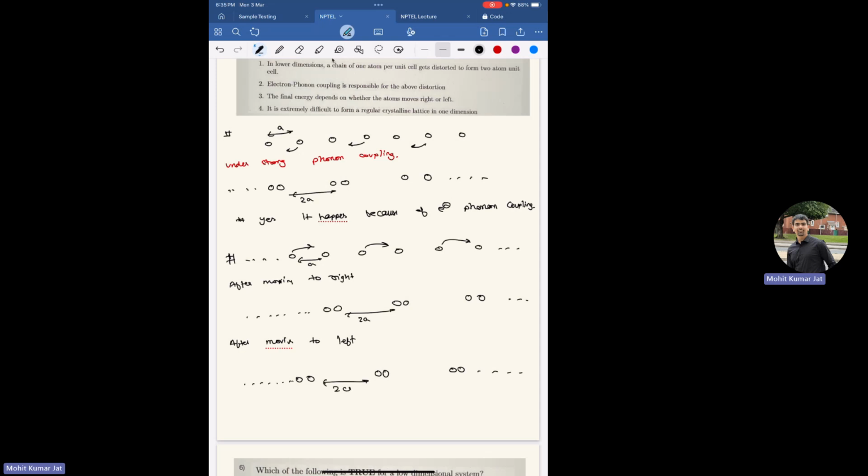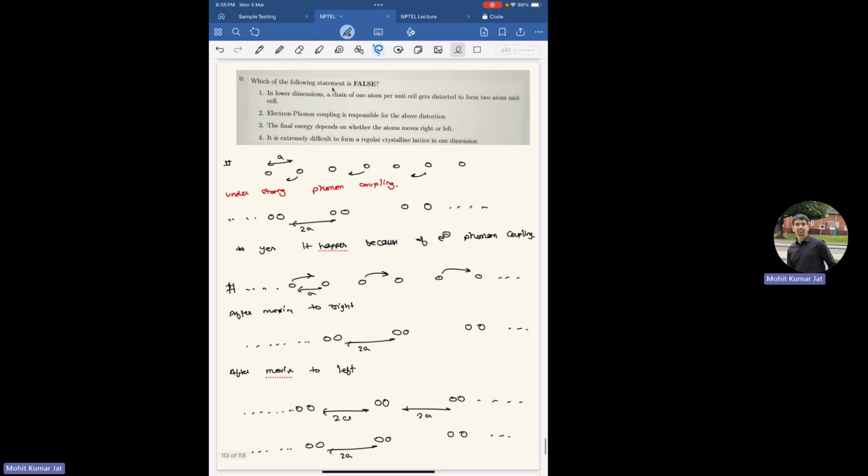This is also true. Let me copy the picture after moving to the right and put it here. I can translate it, right? Because it's an infinite lattice, I can just translate it like this. See, they exactly lie on top of each other. It means they are identical, whether it moves left or right. If they're identical, the translation symmetry is not broken, nothing is changed. So the final energy will not depend on whether the atoms move right or left. It depends on whether the atoms move or not, but not on the direction. So this statement is also true.